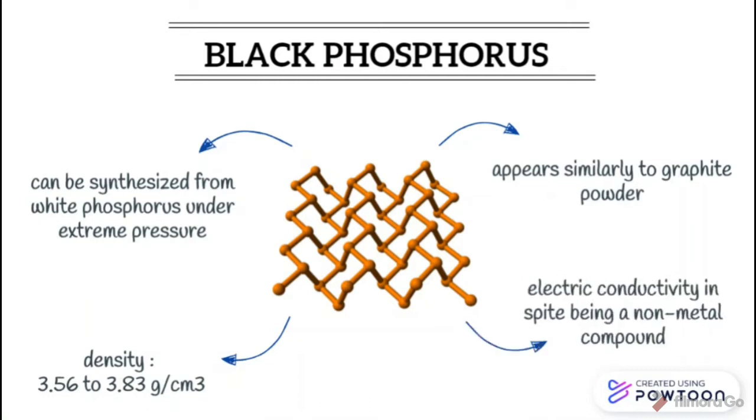One of the fascinating characteristics of black phosphorus is its electric conductivity in spite of being a non-metal compound.